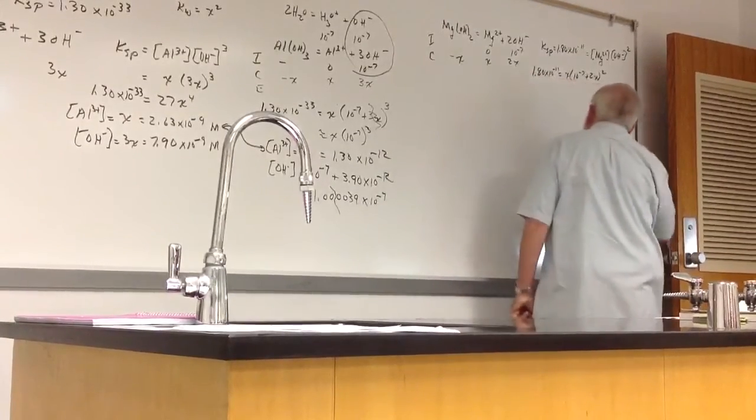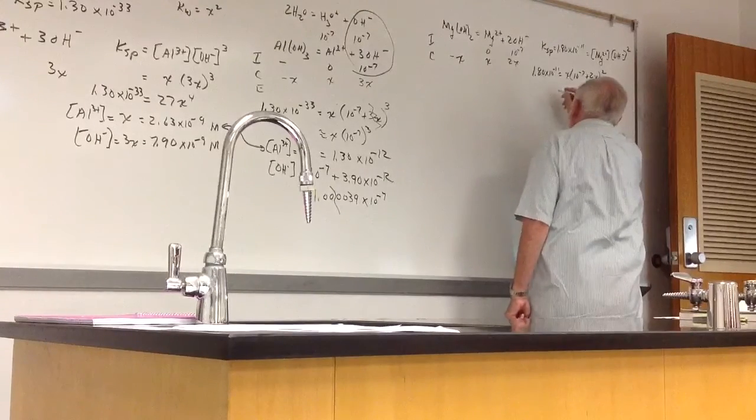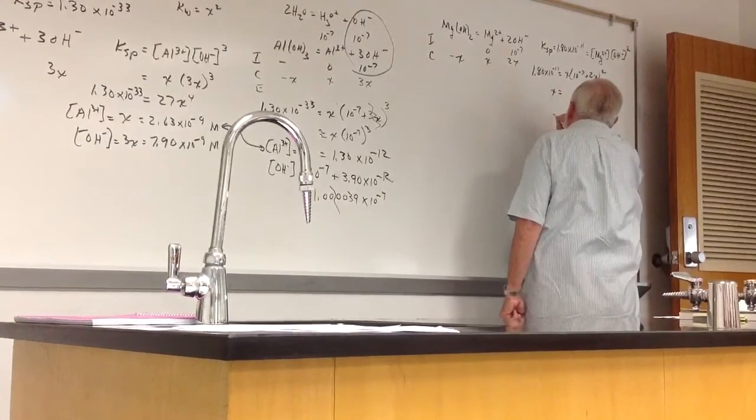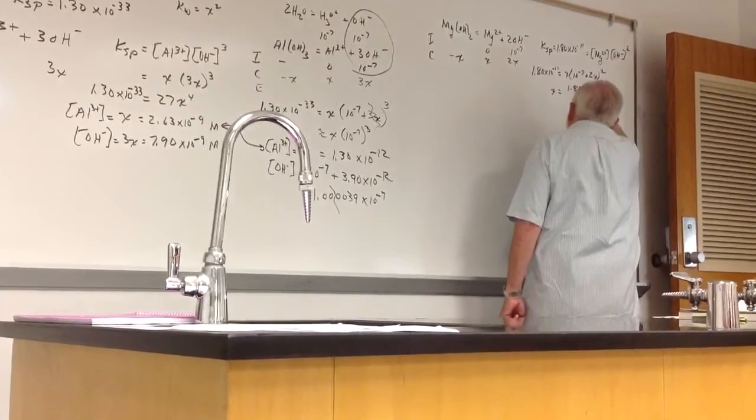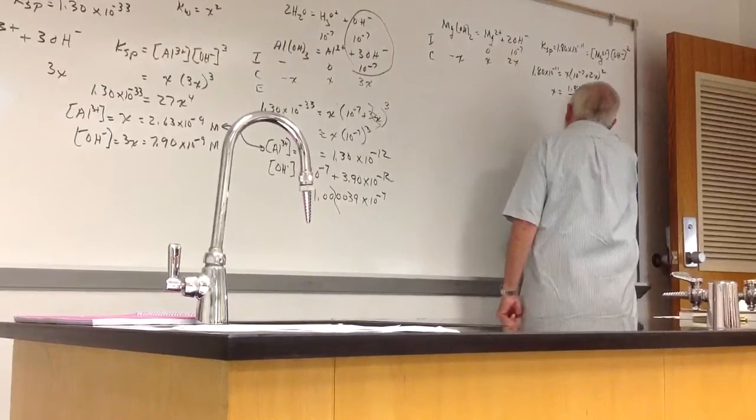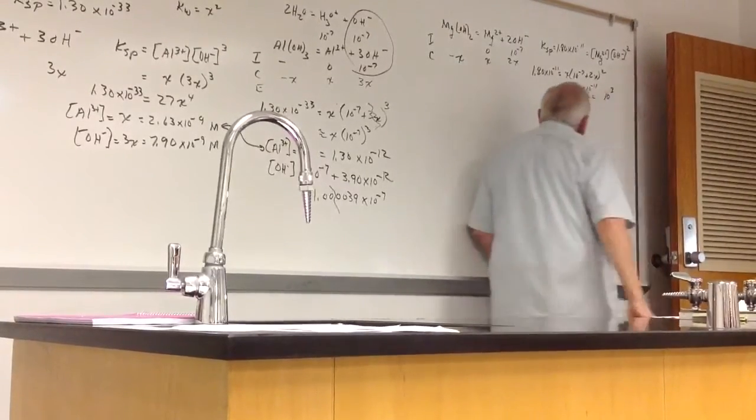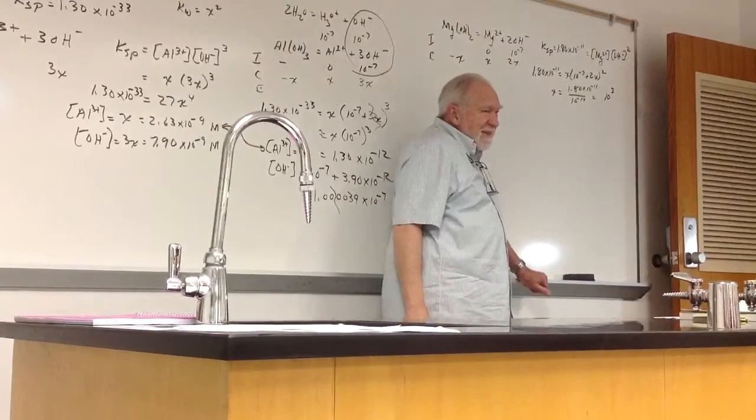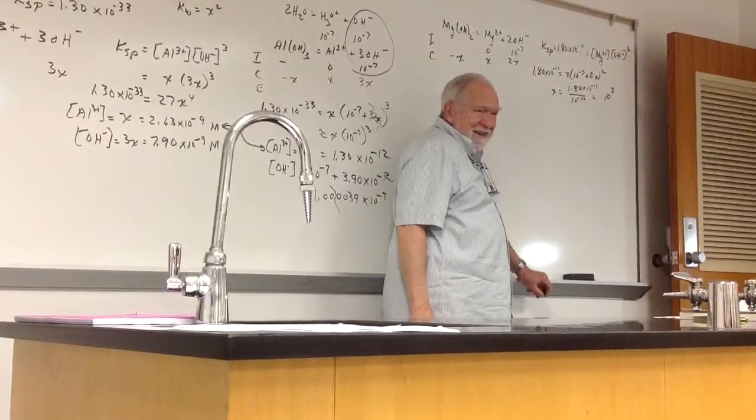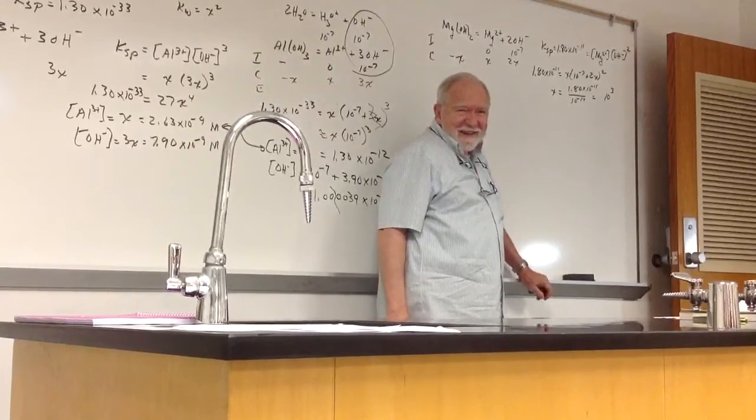And so you ignore 2x, because you say this must be much smaller. And now you get x is equal to, and I didn't bother putting the other number in, 1,800. You can't get anything that concentrated. All right, I made a mistake again. I did it wrong twice now.